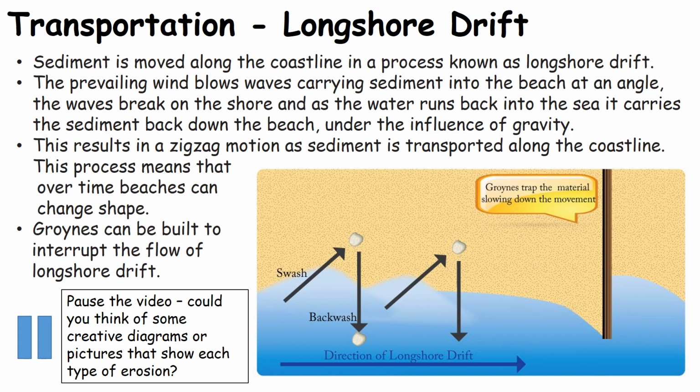Because less material is transported along the coast to build up beaches, locations further down the coast suffer more erosion as a result. Pause this video here, have a look at the longshore drift diagram and see if you can come up with some creative ways to show how longshore drift happens, or perhaps how those different types of transportation take place.